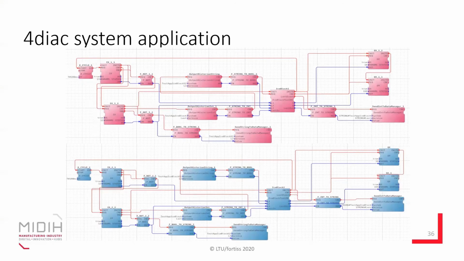This is the developed 4diac system. It is composed of the pink part of the application running on IceBlock 103 and the blue part of the application running on IceBlock 101.